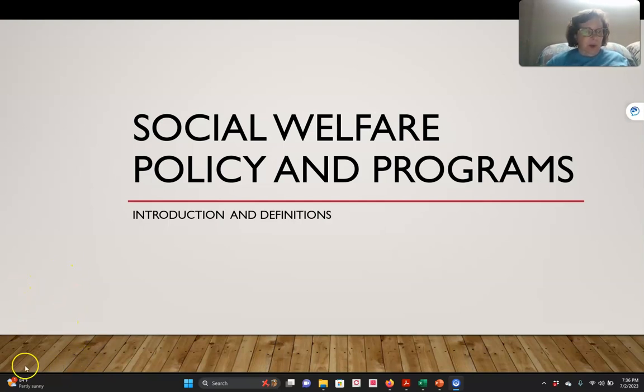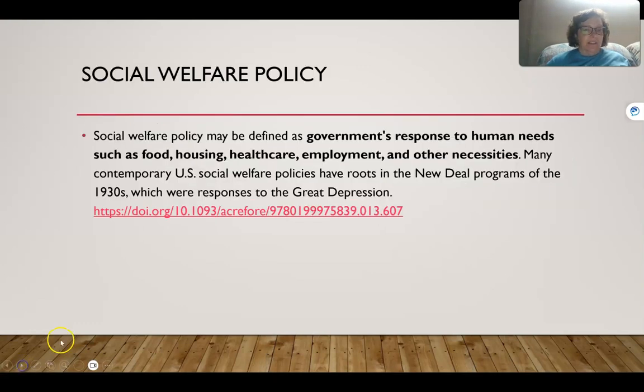So the first thing we want to do is look at the definition of social welfare policy. If you go to the New Oxford English Dictionary, what you're going to see is social welfare policy may be defined as government's response to human needs such as food, housing, health care, employment, and other necessities. Many contemporary U.S. welfare policies have their roots or got started in the New Deal programs of the 1930s, which was a response to the Great Depression.